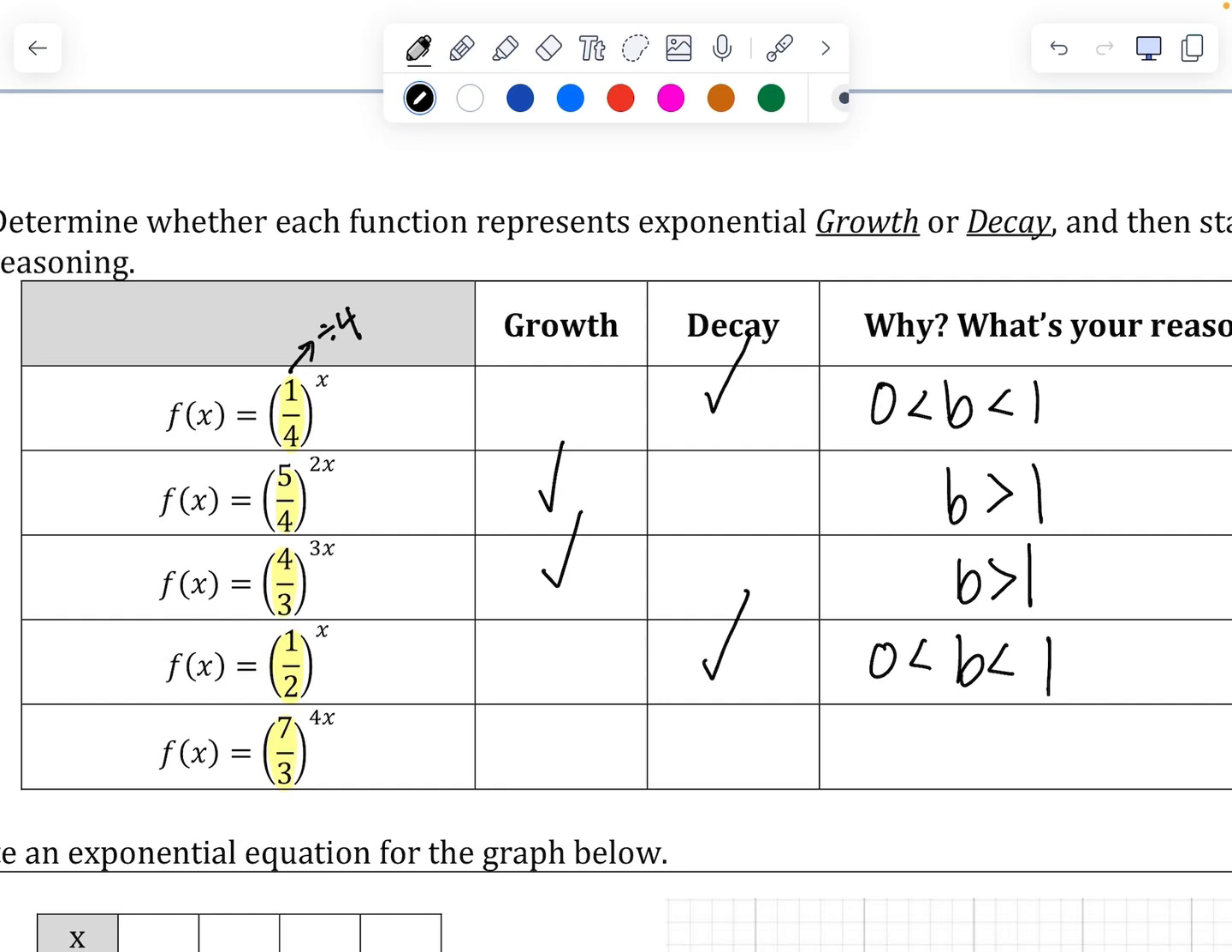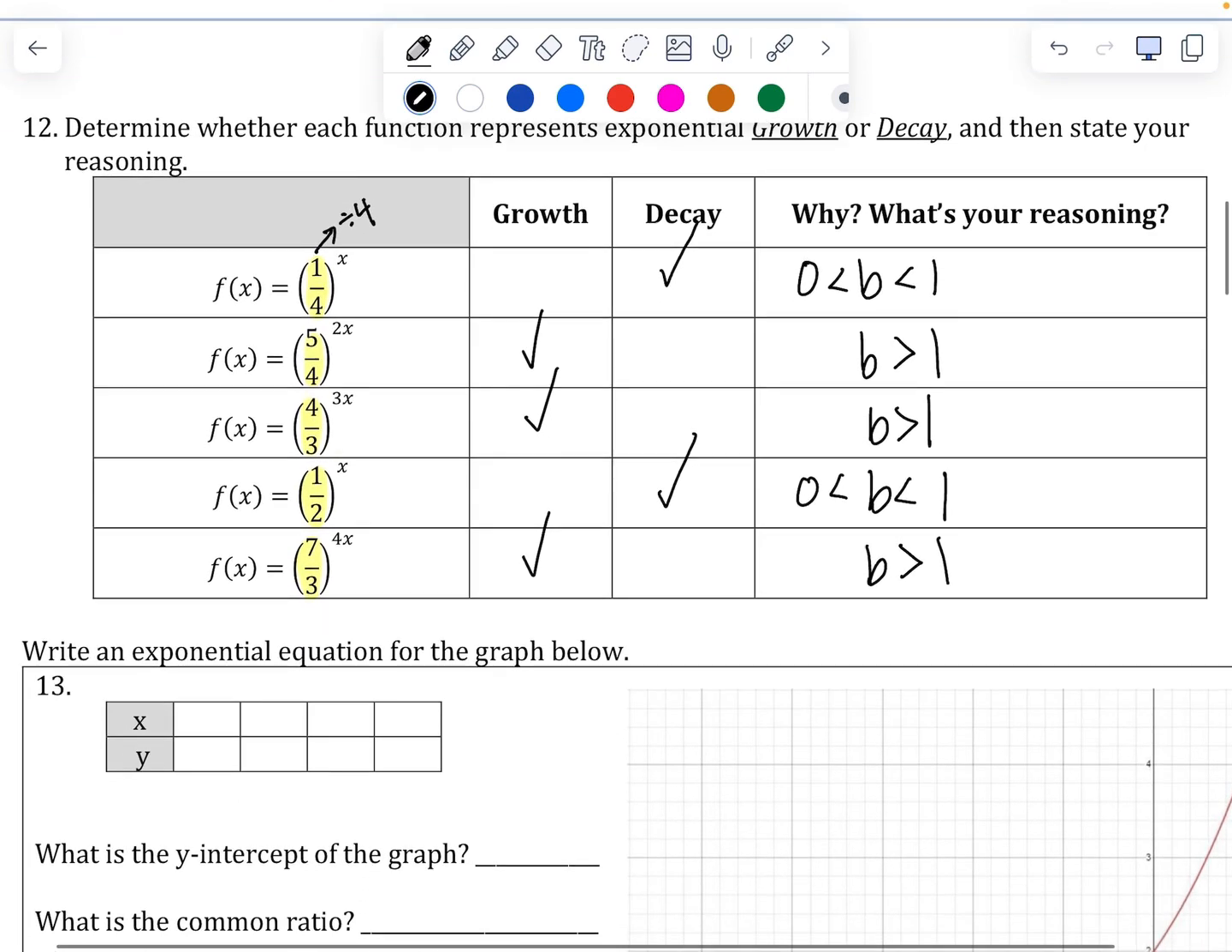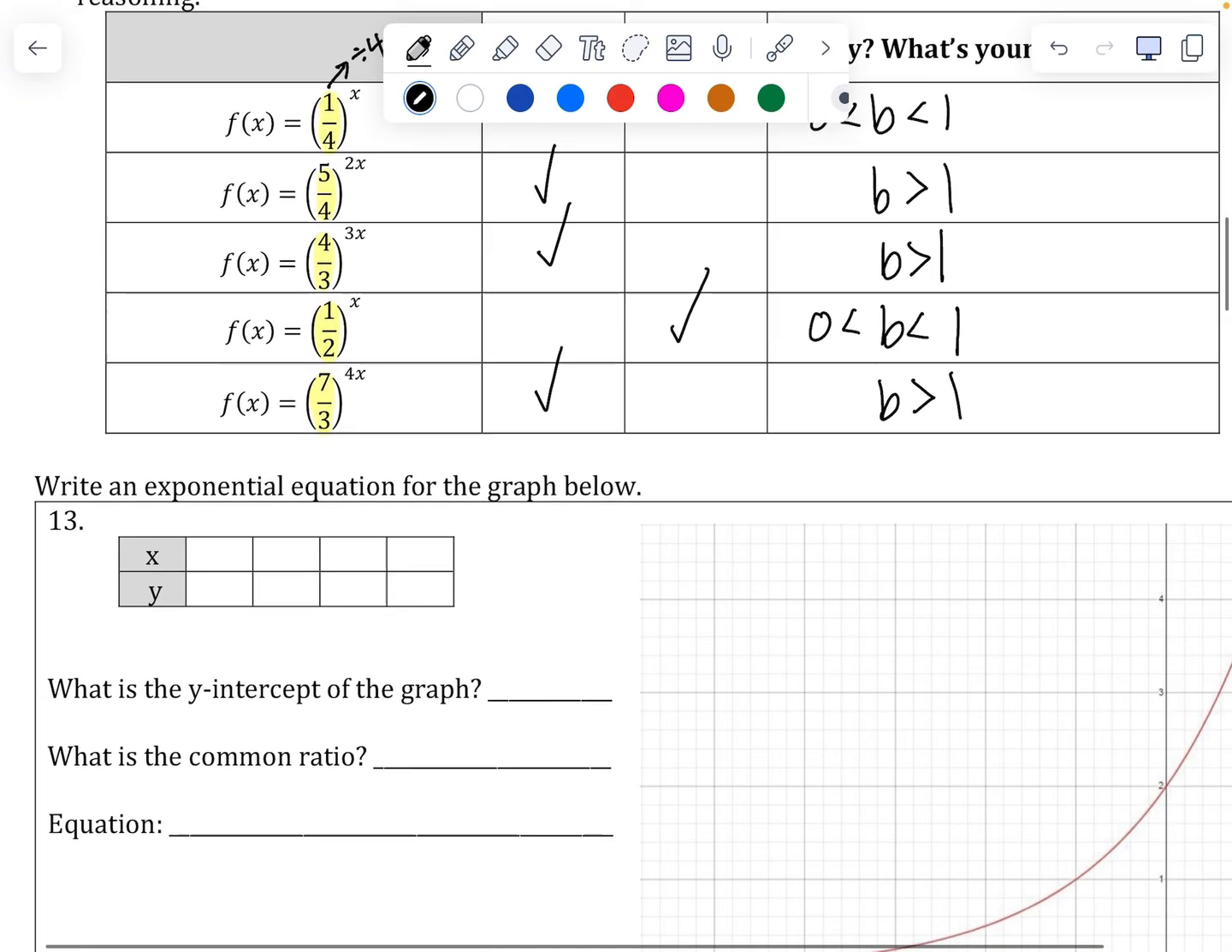What about 7 over 3? Why is it growth? Yeah, you're bigger than the whole, right? So 3 over 3 we know is one whole. If you're 7 over 3, you're way bigger than the whole. Okay, there's going to be a question like that on the exam, 2 of them.